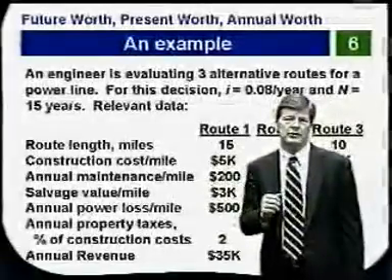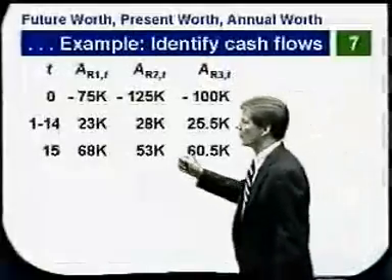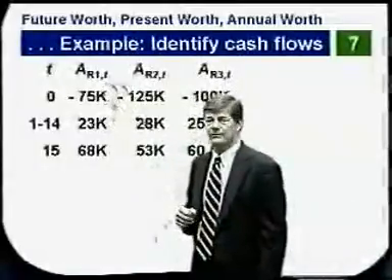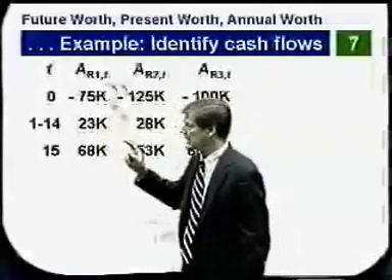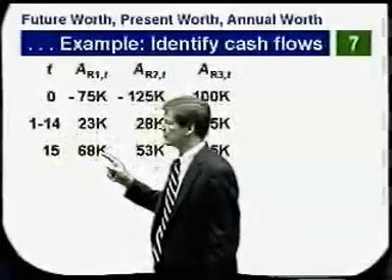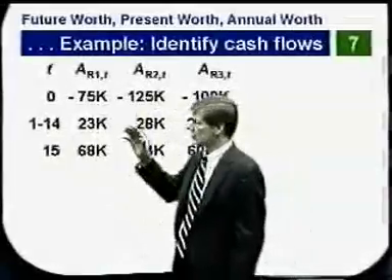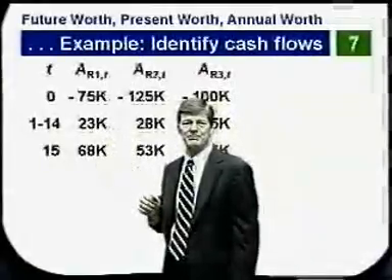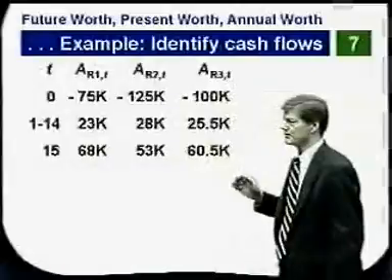What we need to do is to translate this problem description into its net cash flow series for each of these 3 alternative routes. And if I do so, it would look like this. For Route 1, it calls for an initial investment of $75,000 for net revenues of $23,000 per year, each year for the next 14 years, plus in the 15th year, a net cash flow of $68,000, which is the $23,000 in net revenue plus the salvage value at that time. And I can do likewise for Route 2 and Route 3.